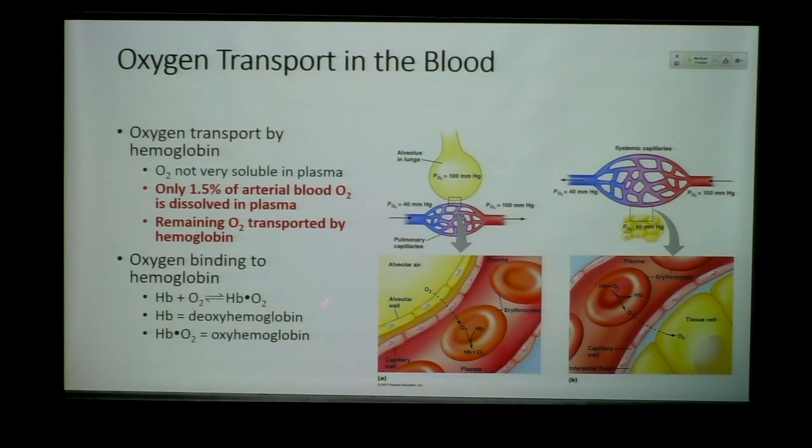So we've got this reaction, and we've got these double-headed arrows that indicate the bidirectionality here. On the left, we've got deoxyhemoglobin, which is the hemoglobin not bound to oxygen. And on the right, we've got oxyhemoglobin, which is the form when it has those 4 oxygen molecules bound.